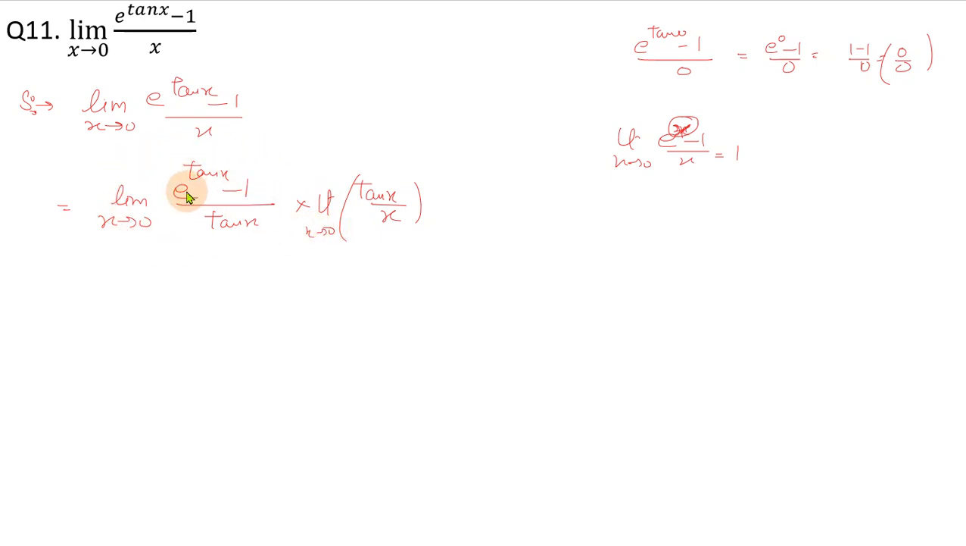Now this is of the form e power x minus 1 upon x. Again this is equal to 1, and tangent x upon x, this is also 1. So the overall answer is 1.